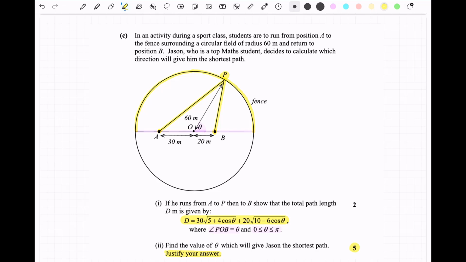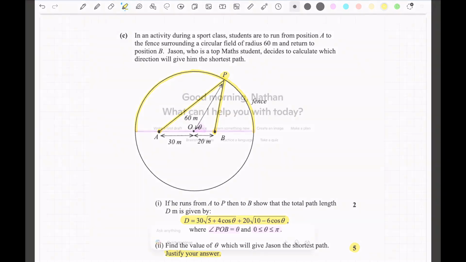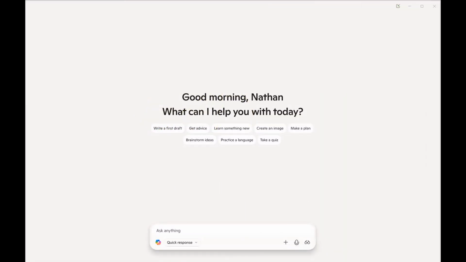But actually, before I even do that, something I wanted to do was to just test how AI would handle a question like this. So I've got Copilot here, and I'm just going to say, please answer this question for me. It's important to say please, because I, for one, welcome our new AI overlords, and I want them to be on my side, so I'm going to make sure I'm polite at all times.